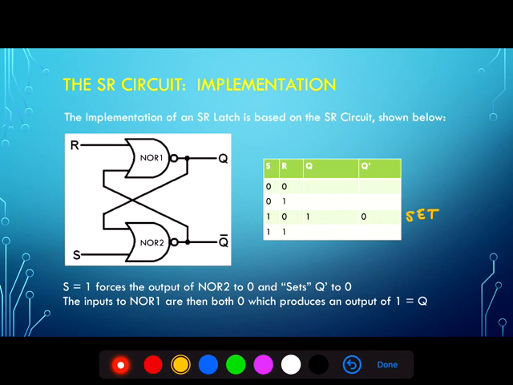So when S is equal to 1, because of our NOR function, we know that the output is automatically 0, regardless of what the other input is. And once we know Q naught is equal to 0, we know that reset has been set to 0, and 0 NOR 0 is equal to 1. And that gives us our set condition with Q equal to 1 and Q naught equal to 0.